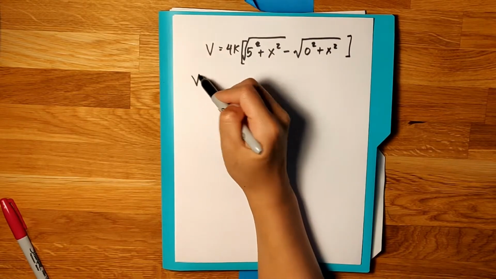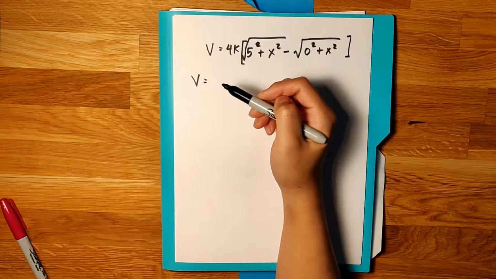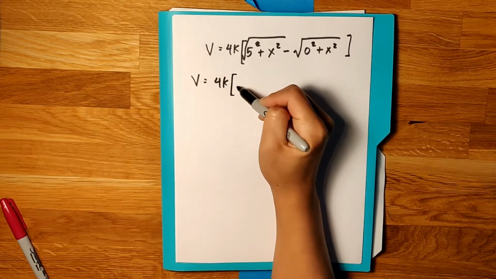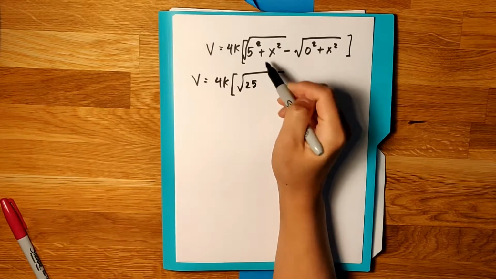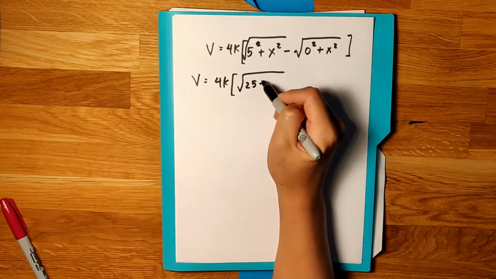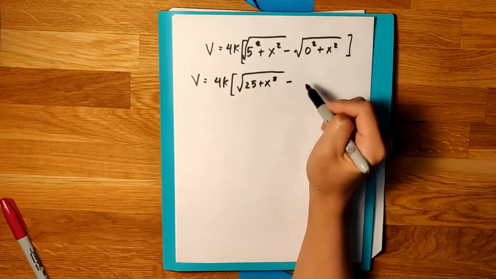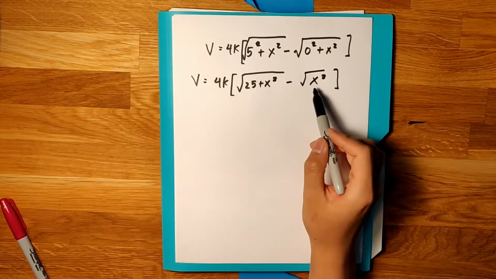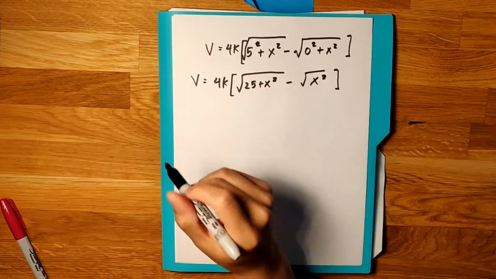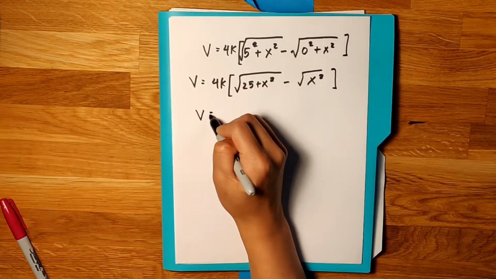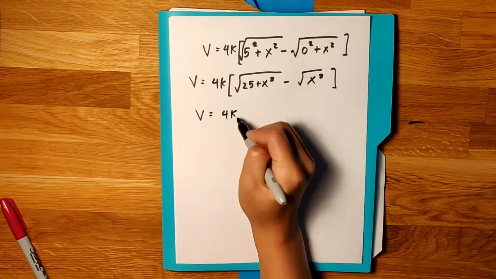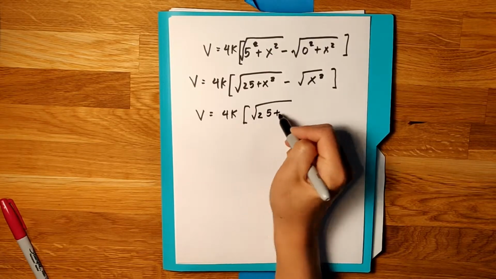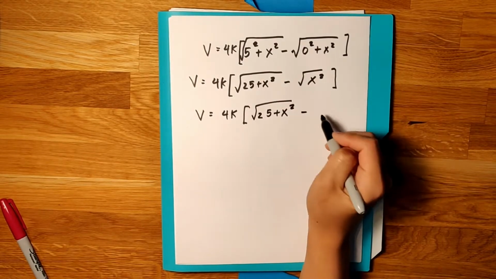So now V would just be equal to 4k times (25, 5 squared is 25) plus x squared, minus the square root of x squared. And the square root of x squared is simply x. So we can just write V is then equal to 4k times the square root of 25 plus x squared minus x.